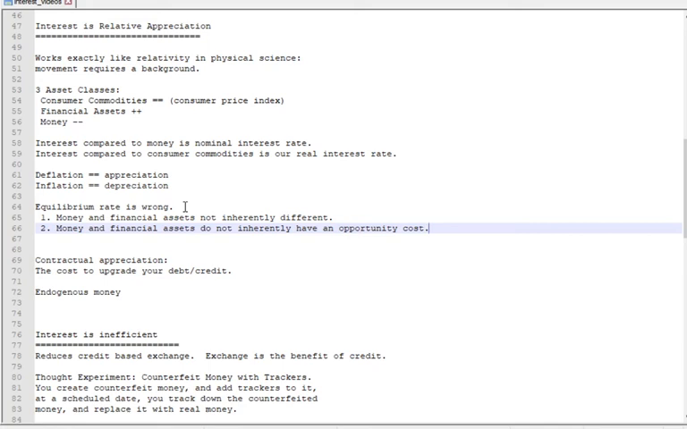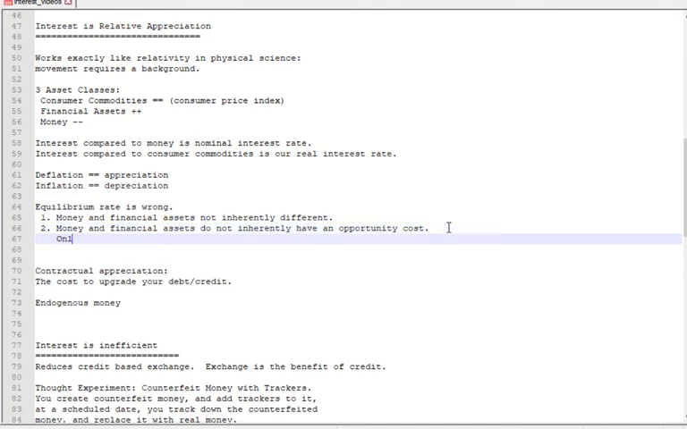Okay, so we're just going to put that in a simple way right now. Only real resources have opportunity cost. Now, there may be opportunity costs to individuals from a certain perspective, but for the accounting community as a whole, there is not an opportunity cost for their allocation of financial assets.